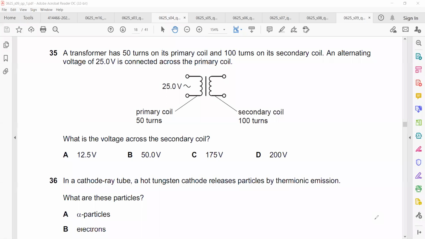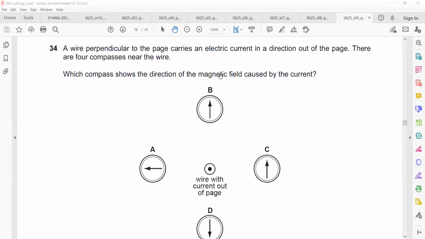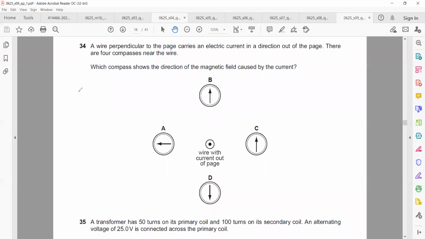Okay, so the previous question is a wire perpendicular to the page carrying an electric current in a direction out of the page. If it's carrying a current out of the page, how do we find the direction of the magnetic field? You will use the right hand grip rule. According to the right hand grip rule, if it's a straight wire, the thumb represents the direction of the current. So in this example, your thumb should point out and your fingers will turn in the direction of the magnetic field.